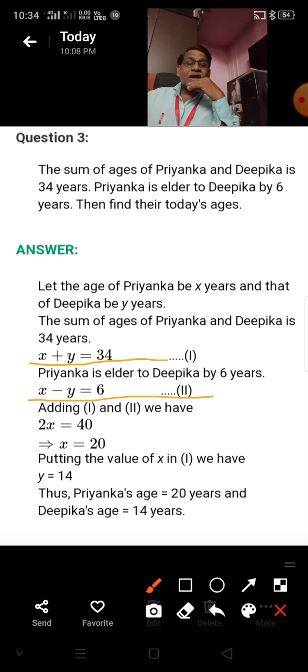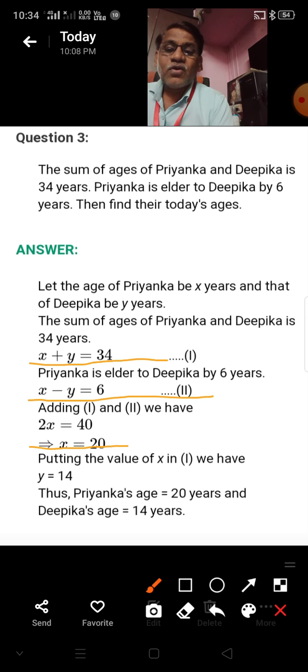So again, from 1 and 2 you have to solve these two equations. When we add equations 1 and 2, what do we get? We get 2x is equal to 40, because y gets cancelled, and 34 plus 6 is 40. So 2x is equal to 40, which means x is equal to 20. Now what is x? x is the present age of Priyanka.